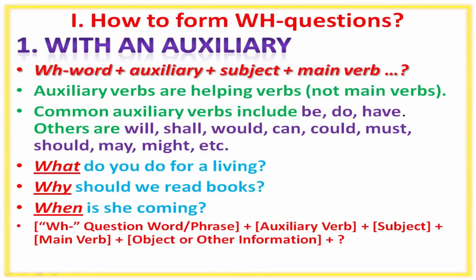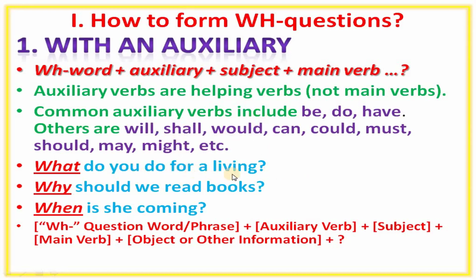How to form WH questions with an auxiliary. See, with an auxiliary, we need to form the question by using this formula: WH word, that means interrogative pronoun, plus auxiliary, plus subject, plus main verb. Auxiliary verbs are helping verbs, not main verbs. Common auxiliary verbs include be forms, do forms, have forms, or others: can, will, shall, would, could, must, should, may, might. These are called modal auxiliaries.